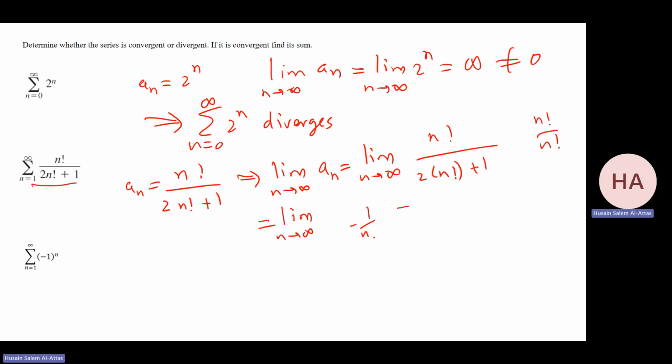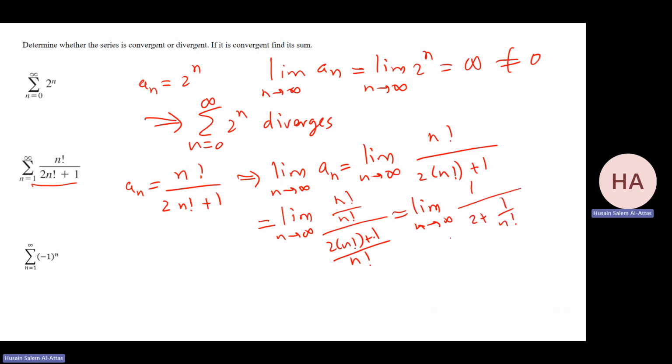Let me do it in detail. That will be n factorial over n factorial over 2 n factorial plus 1 over n factorial. So the limit as n goes to infinity of 1 over 2 plus 1 over n factorial. If n goes to infinity, n factorial goes to infinity, so this goes to 0, and the limit is half, not equal to 0. So right away, this series diverges.